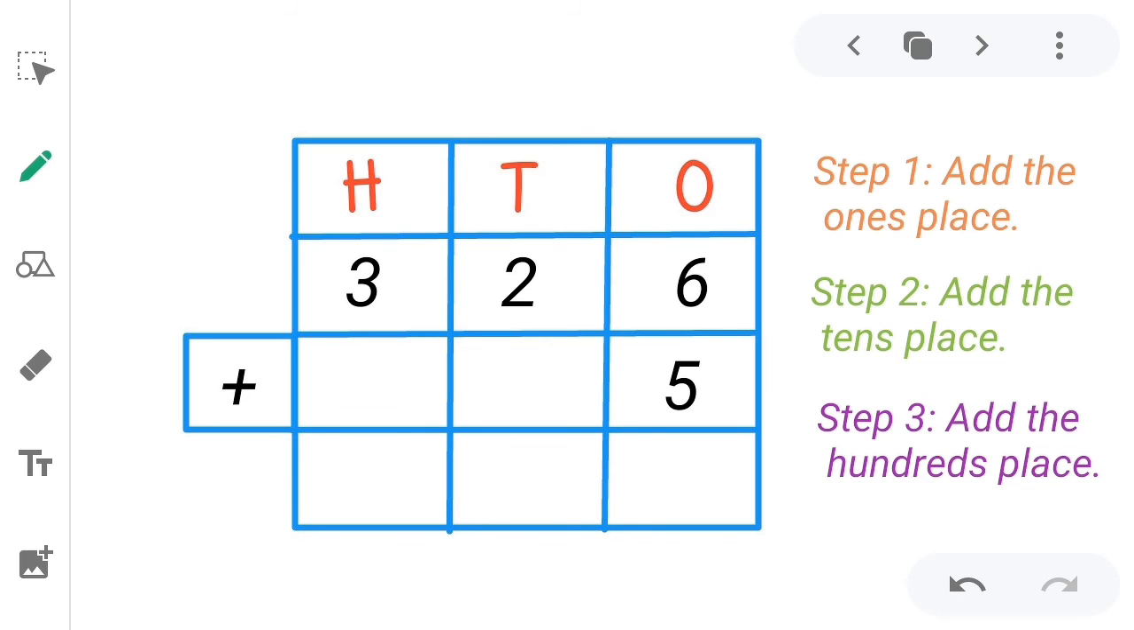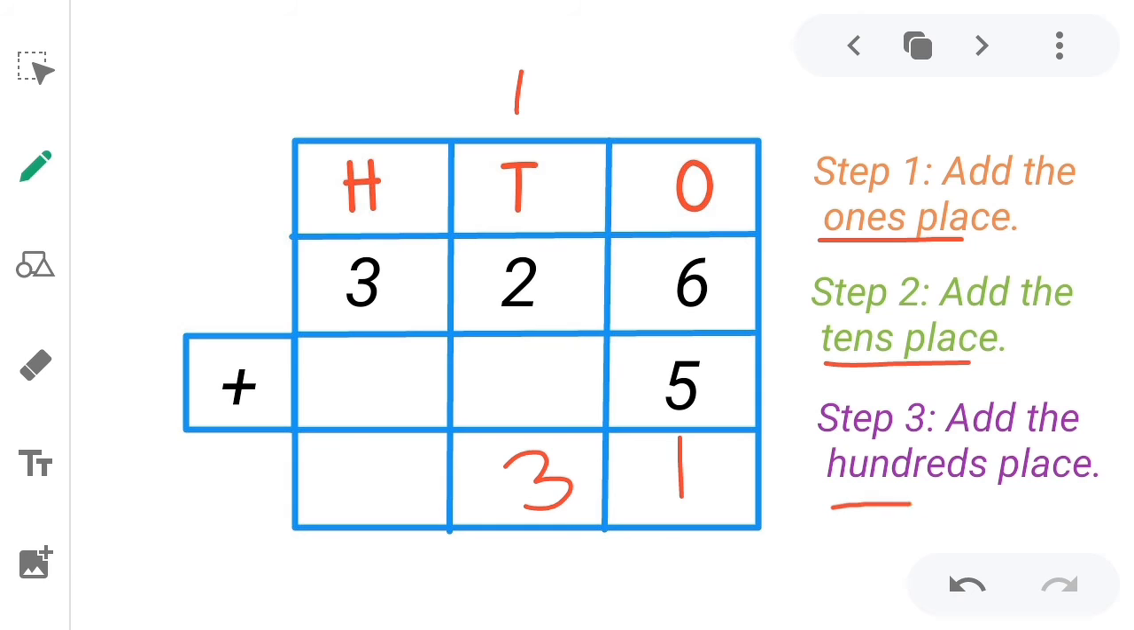So here we are. The first step, add the ones place. So if we add the ones place, 6 plus 5 will give us 11. So we will write here 1 and 1 will go as carryover in tens place. Now adding the tens place, we have 2 and 1 as carryover. So 2 plus 1 will give us 3.